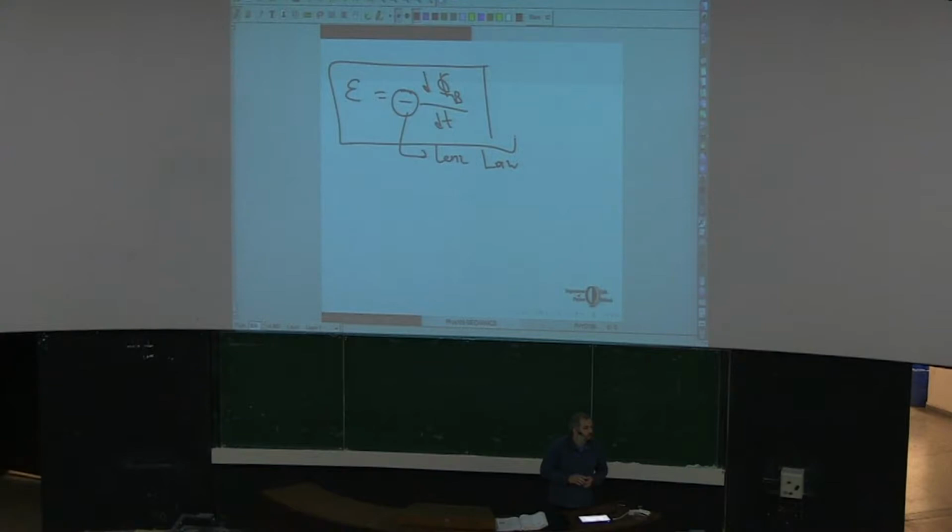Sorry? The direction of what? Now, I mean, you see, the flux is a number, it's not a vector. So you cannot say that the flux is in the direction of the magnetic field or not.